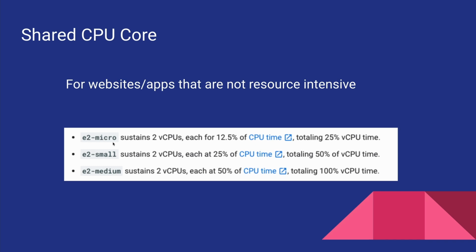As the Google Cloud's documentation says, E2 micro means we will have 2 virtual CPUs with only 12.5% of the CPU time. Basically, we will only be getting 25% of a full CPU. That means if we do the math, if we fully utilize these 2 virtual CPUs, then it's gonna have only 25% performance of one actual full physical CPU.